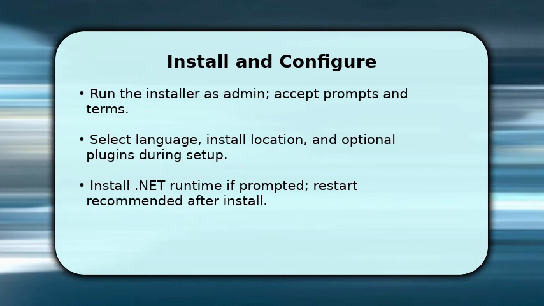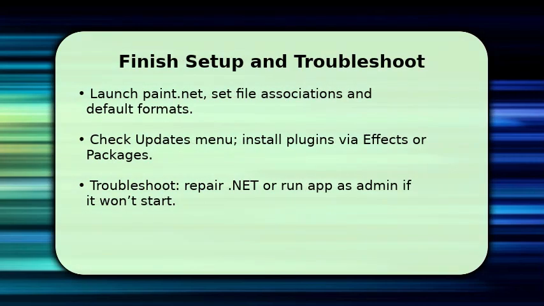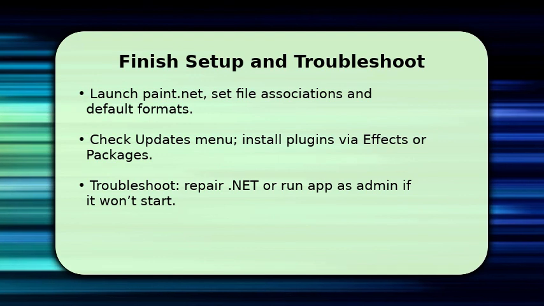If the installer asks to install the Microsoft .NET runtime, allow it. Paint.NET relies on that. Make sure to restart the PC if the installer requests it, then launch Paint.NET to finish initial setup. You're at the final steps. Open Paint.NET, let it initialize and set file associations so double-click opens images in the app.